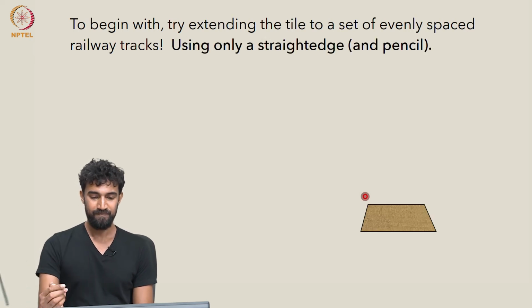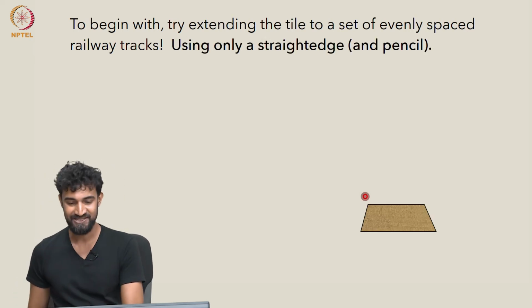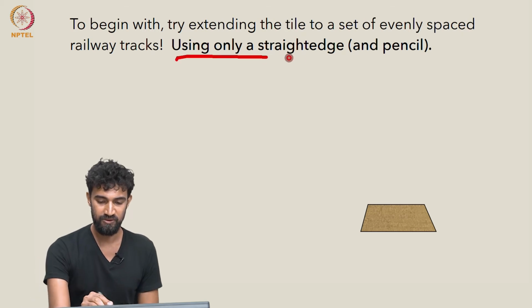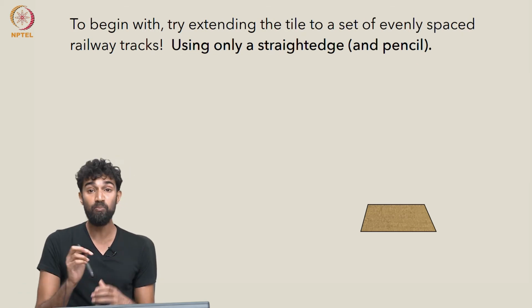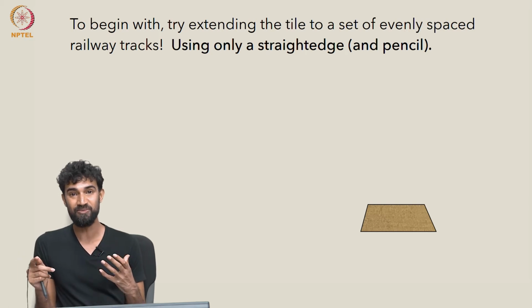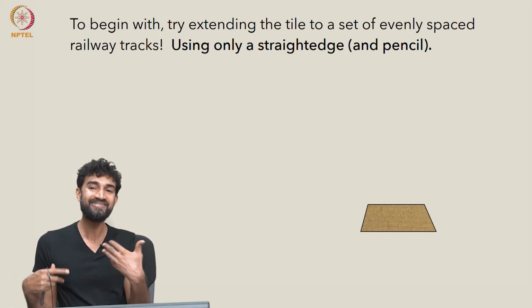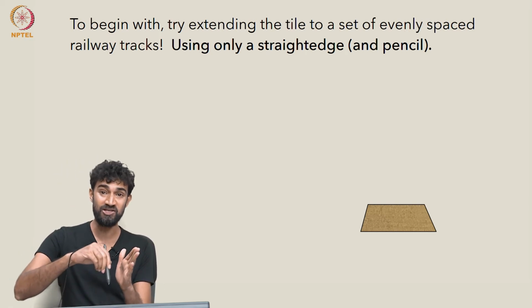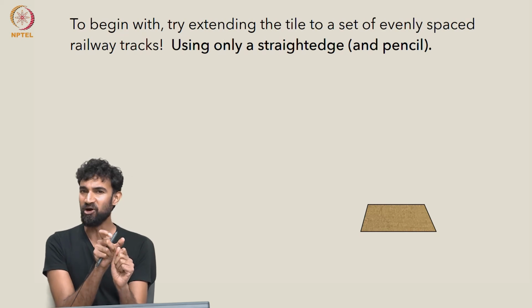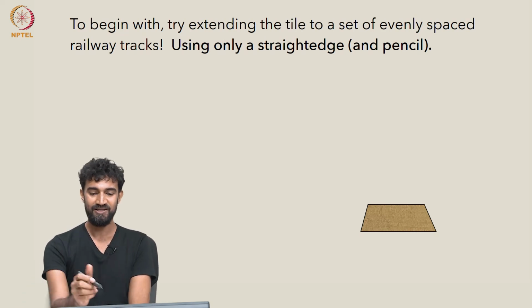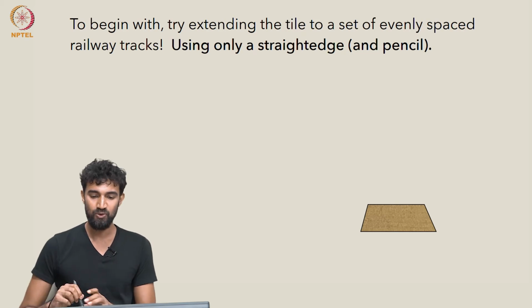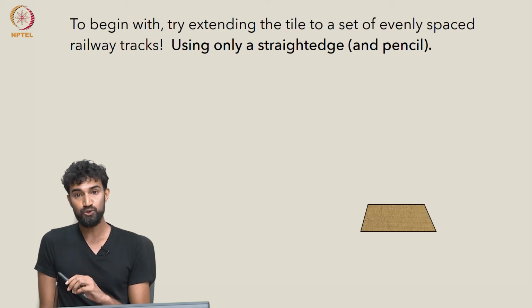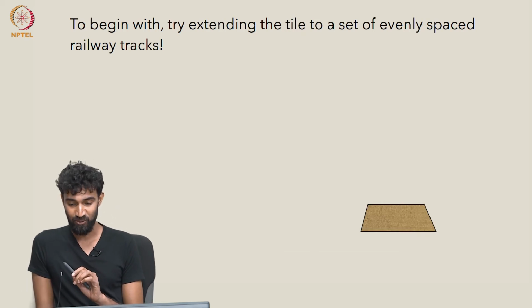And again, the catch is that this is only using a straight edge and a pencil. No compass, no measuring device, so no measurements. You can use a ruler as a straight edge. You can use it to draw straight lines, but you can't use the markings to take measurements. So using just your straight edge and your pencil, can you extend this tile to a full set of evenly spaced railway tracks?